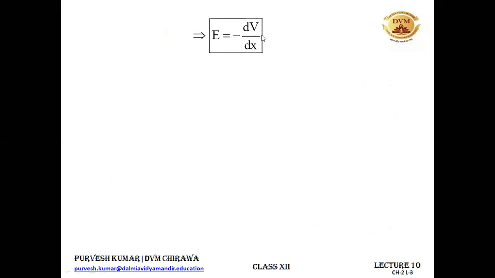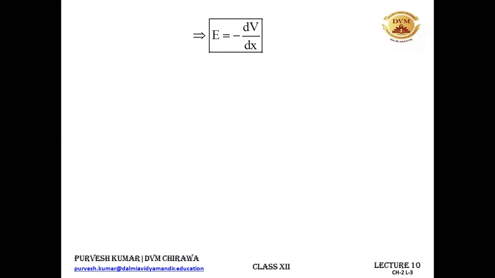This term dV upon dx is known as potential gradient, that is potential per unit length. The potential dV is the potential difference between the length dx. So in length dx, the potential difference is dV. The potential difference per unit length is known as the potential gradient, and it is related to the electric field as minus dV upon dx.